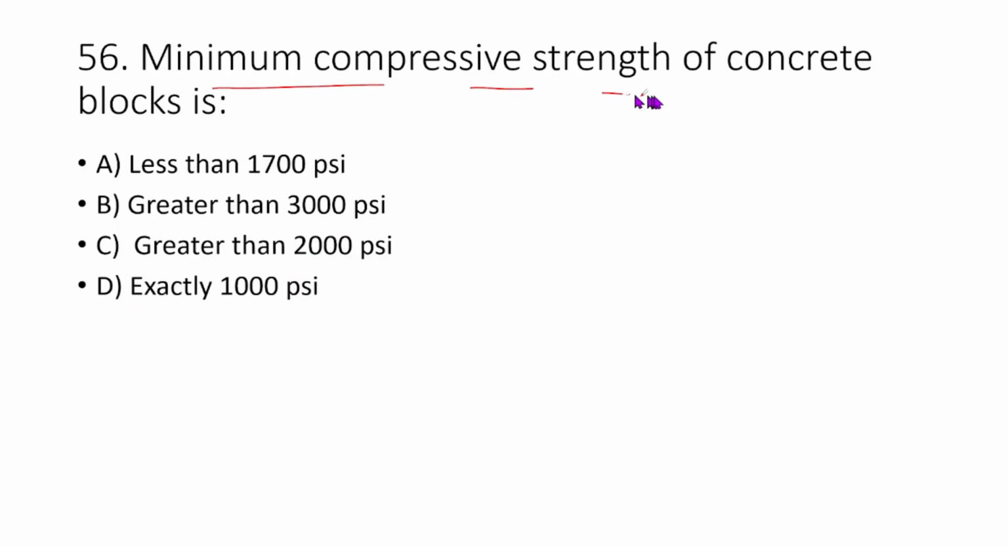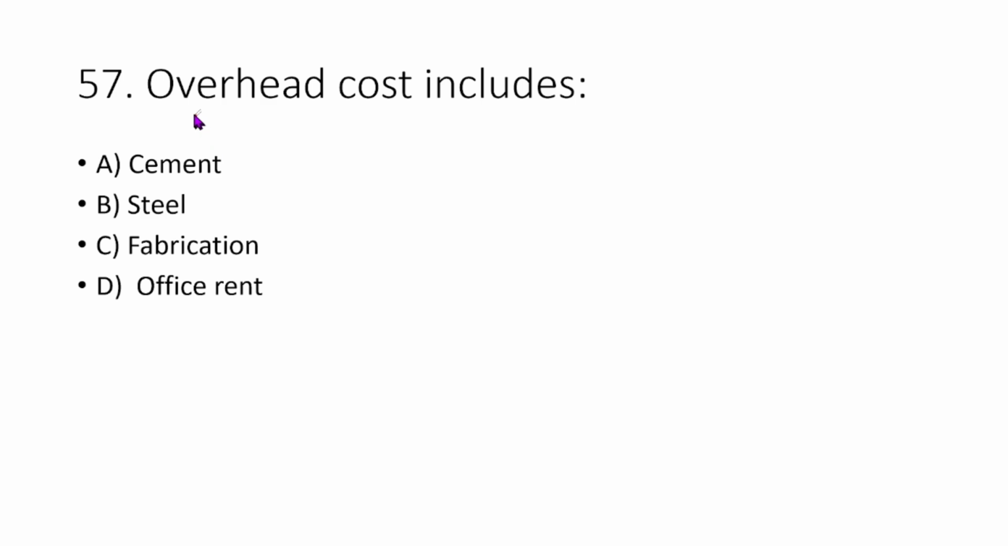Minimum compressive strength of concrete block is less than 1700 psi, greater than 3000 psi, greater than 2000 psi, or exactly 1000 psi. So the correct answer is greater than 2000 psi.